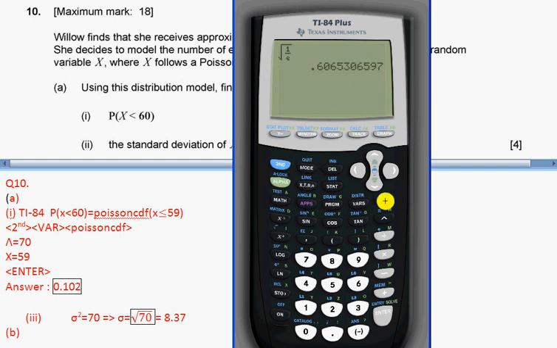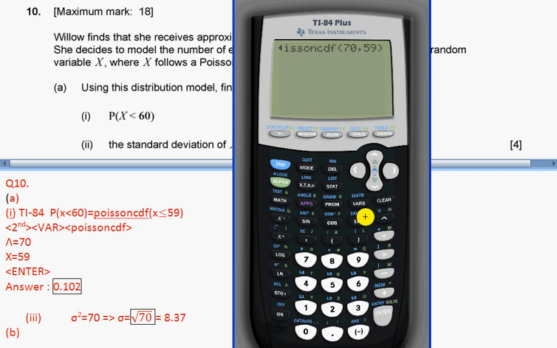So lambda is 70, enter. X value is 59, enter. Oops, mistake, it should be 59. Insert 59. Now it's correct. Answer is, so we copy these three significant figures, 0.102. So this is the answer.